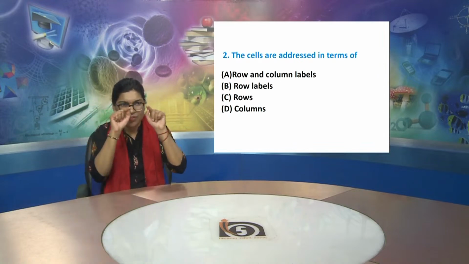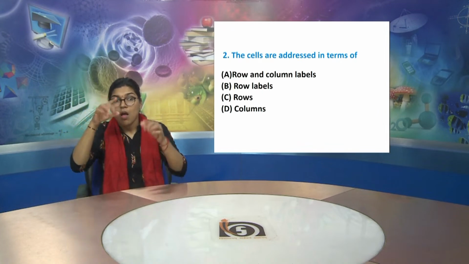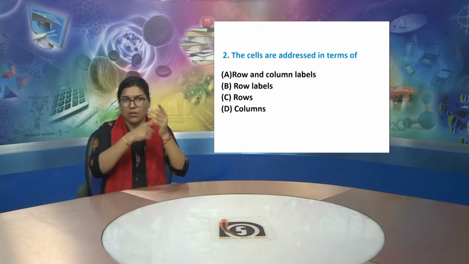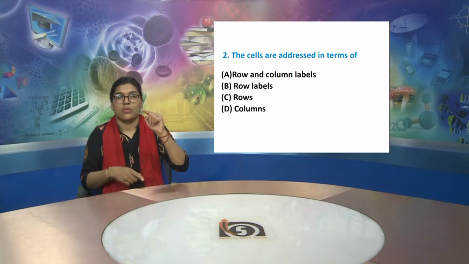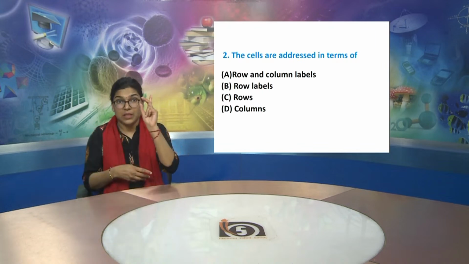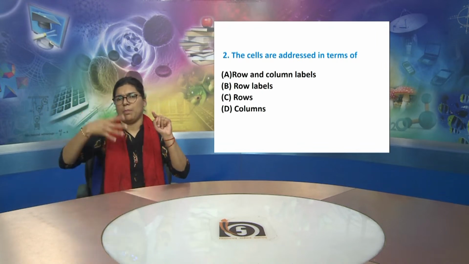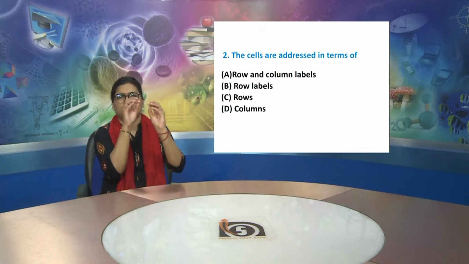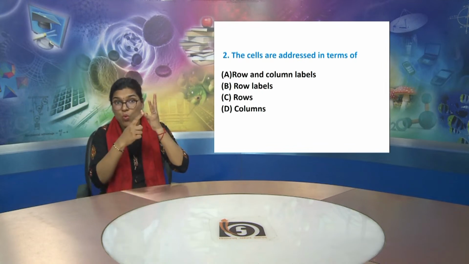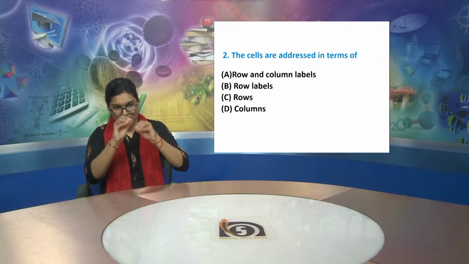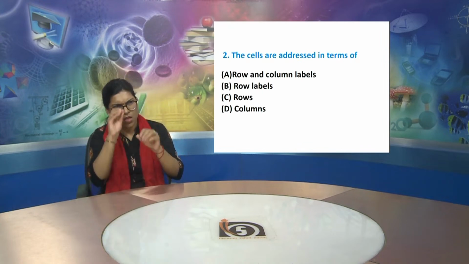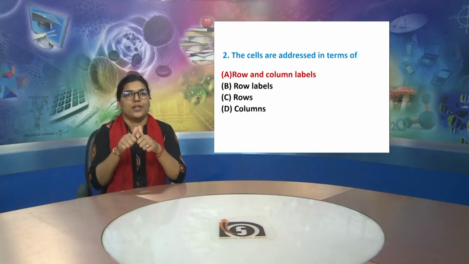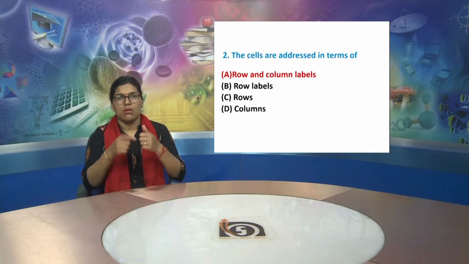Question 2. The cells are addressed in terms of. These 4 options are shown. Option A, row and column labels. Option B, row labels. Option C, rows. Option D is column. So the correct option is row and column labels.